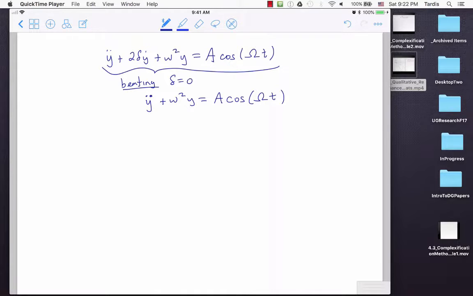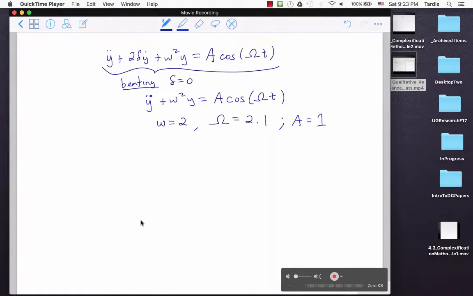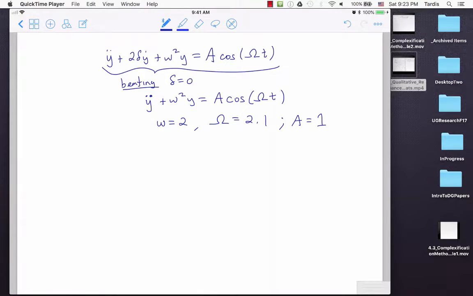So let's let the natural frequency be equal to 2, and let's let the forcing frequency equal 2.1. Those are pretty close to each other. And let's let amplitude A equal 1, for example. What should happen here is that we're going to get the differential equation y double dot plus 4y equal to 1 cosine of 2.1 times t.